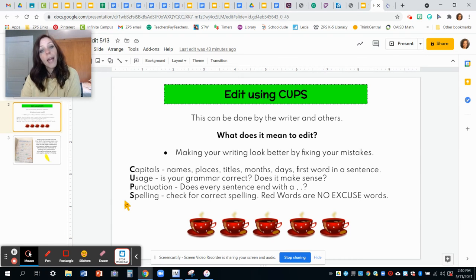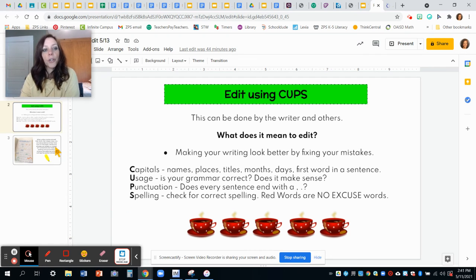So again, when you are editing, right, you should do that first, and then you can have somebody else put their eyeballs on your story and say, hey, I've already looked this over. Would you help me check for capitals and punctuation and spelling and the usage? Does it sound right to you? Maybe they can help you, right, bridge some of those gaps if you are missing some information. So revising using star, editing using cups.